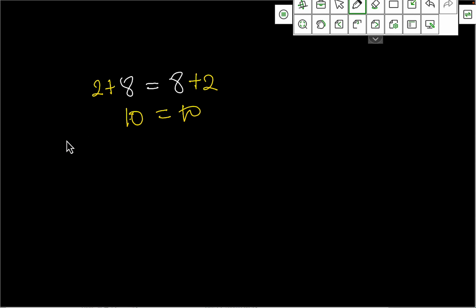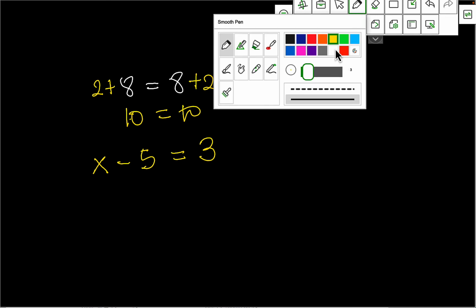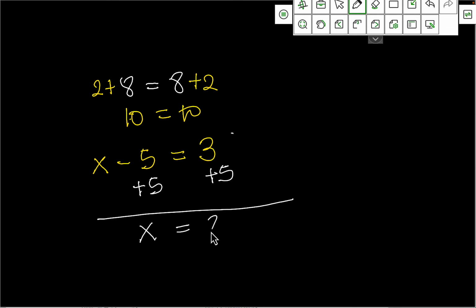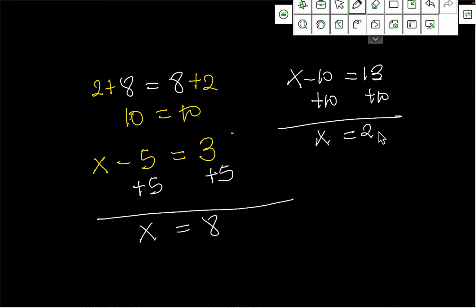Very simple. So let's take, for instance, I have x minus 5 is equal to 3. Now I want to find x. We're going to use the addition rule of equality. I can add 5 to both sides, and this will wind up as x minus 5 plus 5, which gives you x, and that is equal to 3 plus 5, which is 8. Let's look at x minus 10 is equal to 13. I can add 10 to both sides, and that will end up as 23.